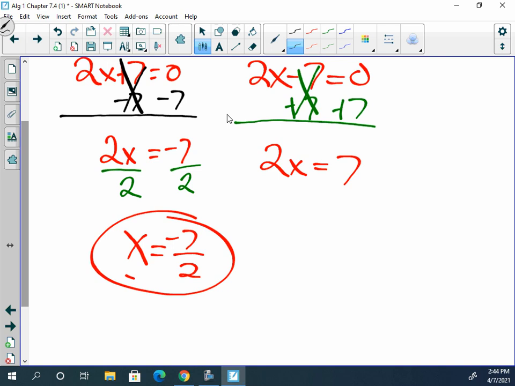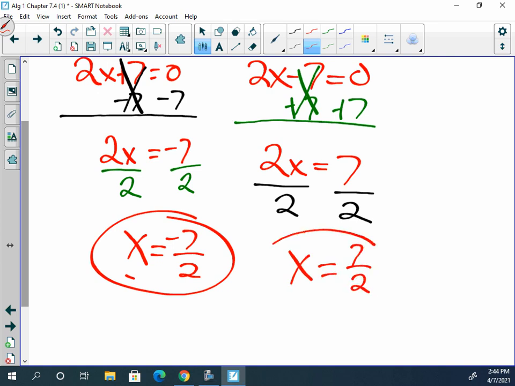And then what would we do next? We would divide by 2, because we want to get x by itself. And 2x divided by 2 would give us x is equal to 7 halves. So our two values of x that make this function equal 0 are negative 7 halves and 7 halves. These here would be our two answers. Questions on this here? Okay.